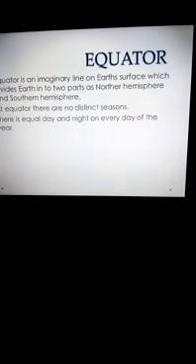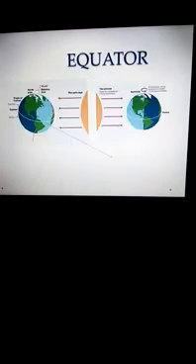If we look at the equator, the equator is an imaginary line on Earth's surface which divides Earth into two parts, the northern hemisphere and the southern hemisphere. At the equator, there are no distinct seasons. There is equal day and night on every day of the year.